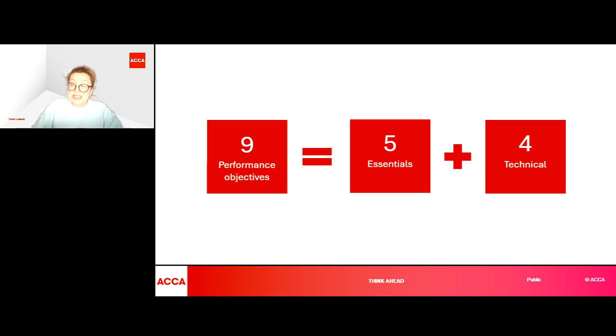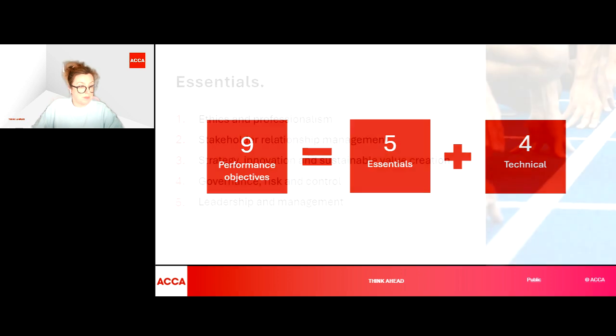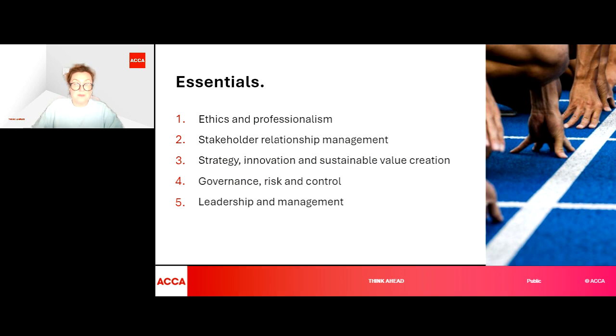You will need to complete 9 performance objectives in total, made up of 5 essentials and 4 technical objectives. These are the essentials. They place emphasis on professionalism and ethics, stakeholder relationship management, strategy, innovation and sustainability, governance and leadership. These are fundamental, essential business skills that all accountants require, so every ACCA trainee needs to achieve all 5 of these objectives.